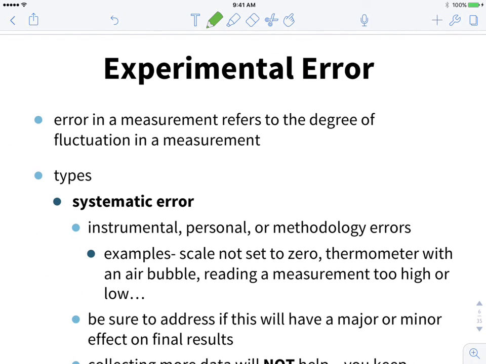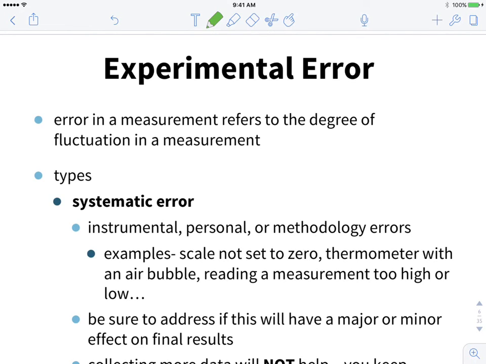Okay, the IB unfortunately wants to torture you with experimental errors. So they look at this and they want you to mention the types of errors that could occur. And so the first type of error that could occur is a systematic error. In general, error is talking about how much fluctuation there is in a measurement. How much variation do we have?